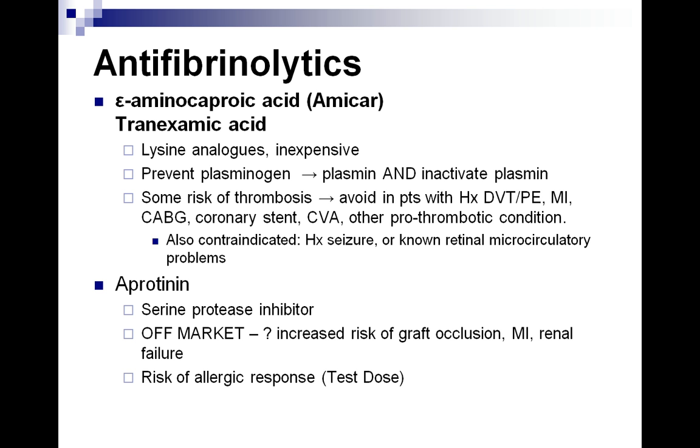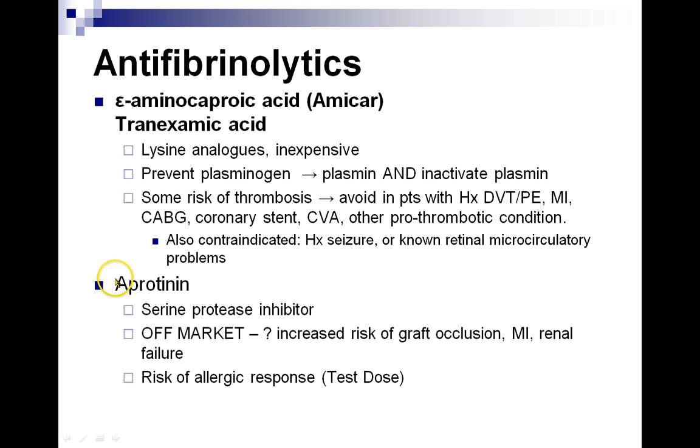The one that you're going to see most often is Amicar, which is epsilon aminocaproic acid, or tranexamic acid. These drugs are lysine analogs. They're cheap. They, like we said, prevent plasminogen from being converted into plasmin. They also inactivate plasmin. And there is some risk of thrombosis with these drugs, so we usually avoid them in patients who have a history of a clot or coronary vascular disease or any sort of stent. It's also contraindicated in patients who have a history of a seizure or microcirculatory problems in the retina.